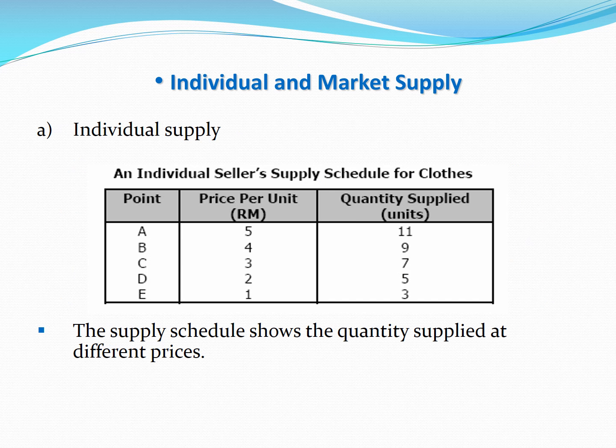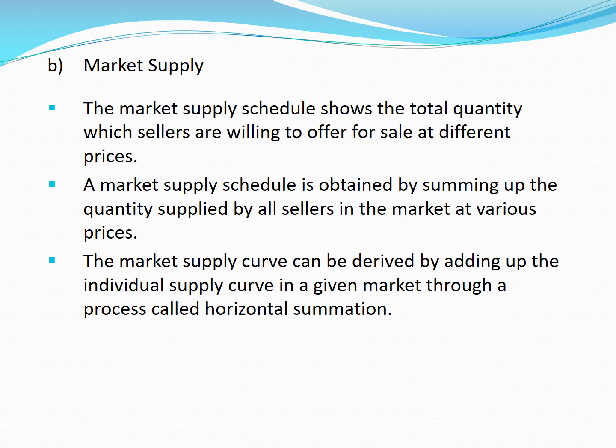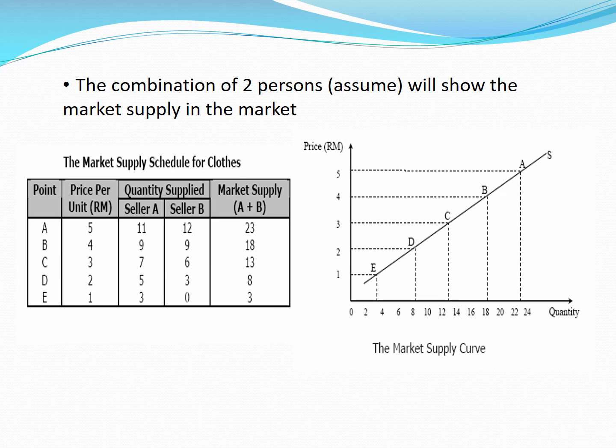This is supply, individual supply. There is only one seller. This is market supply. If individual supply, only one seller. If market supply, you combine all sellers in that market. So if you have only two, you add these two and you get the market supply. And if you look here, if the price is 5 ringgit, seller A is willing to sell 11 units, B 12 units. So the market supply is 23.